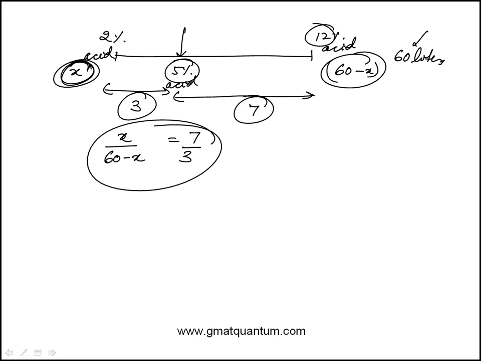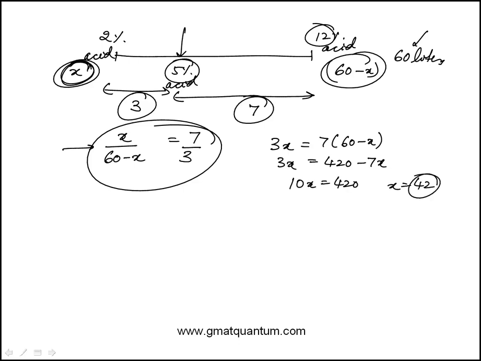I won't go over where that comes from. It's really a rearrangement of the weighted average equation. But all we have to do is to solve for x. So cross multiply. So that's 420 minus 7x, and then add 7x to both sides. 10x is 420, or x is 42. So the answer is 42 liters.